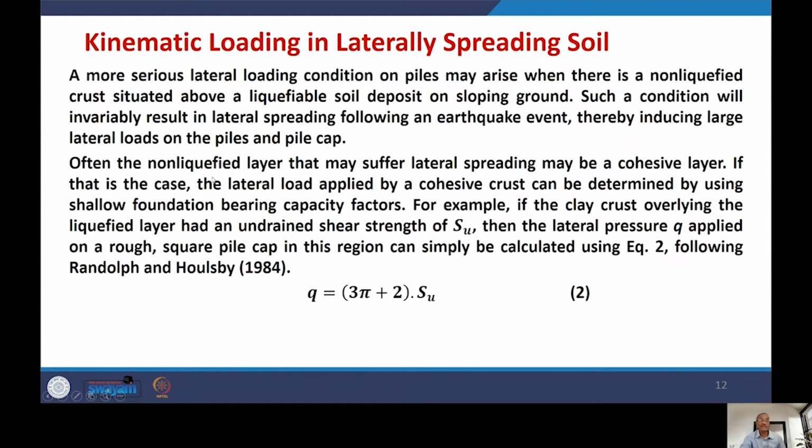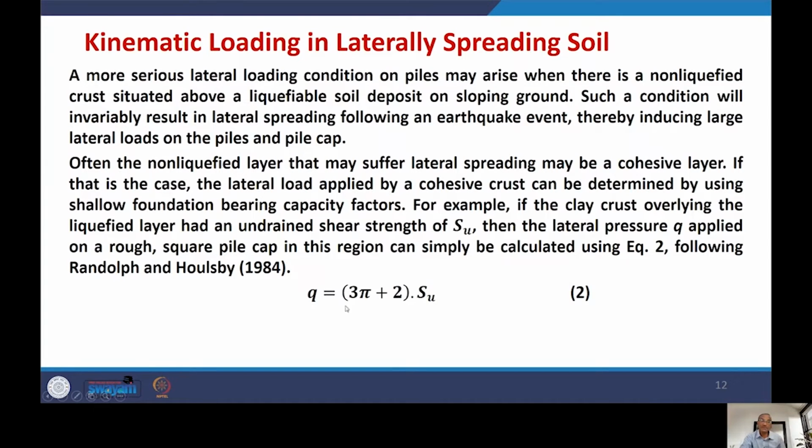So in this case, normally the non-liquefied layer that may suffer lateral spreading may be a cohesive layer. In that case, the lateral load applied by a cohesive crust can be determined by using shallow foundation bearing capacity factors. For example, if the clay crust overlying the liquefied layer has an undrained shear strength denoted as Su, then the lateral pressure Q applied on a rough square pile cap in this region can simply be calculated using equation 2, which is given by Randolph and Houlsby.